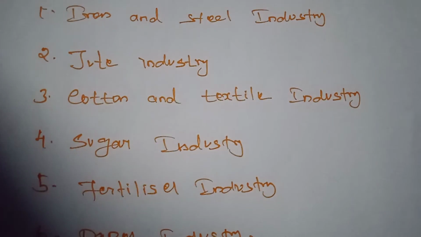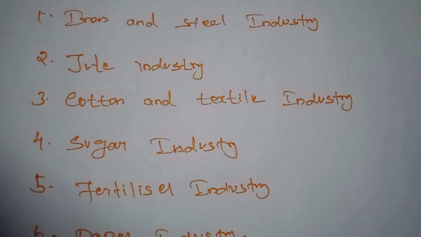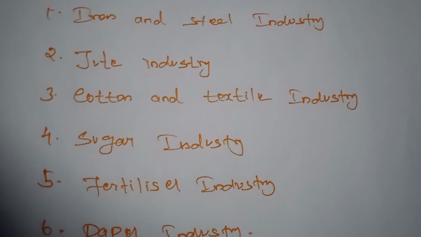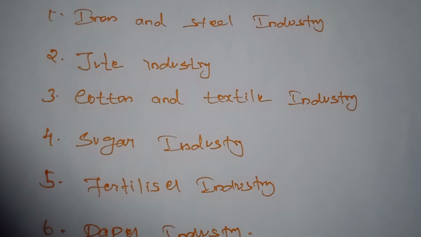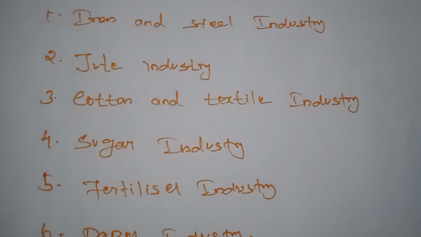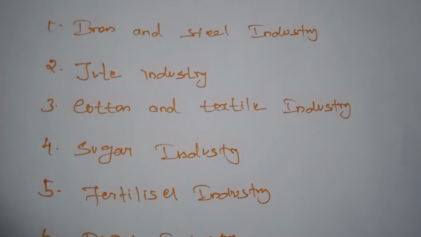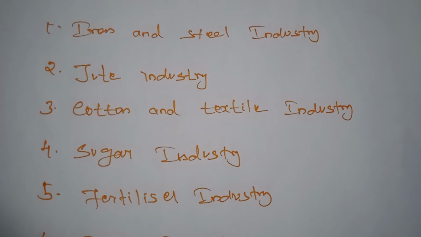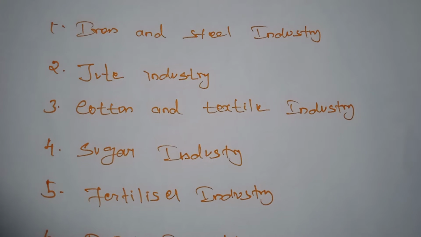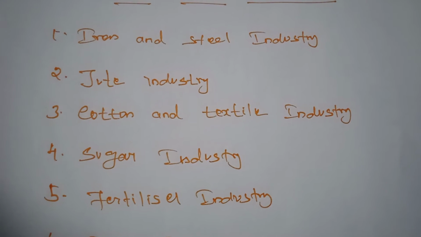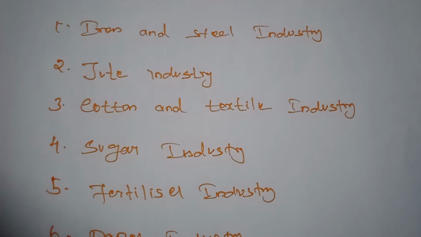Next, cotton and textile industries. The cotton and textile industry is one of the oldest industries of India and it employs the largest number of workers, because it also depends upon the agricultural sector. So the agricultural sector will also be improved on the basis of improvement of the cotton and textile industries. And about 4 to 20 percent of GDP is earned from the cotton and textile industries.